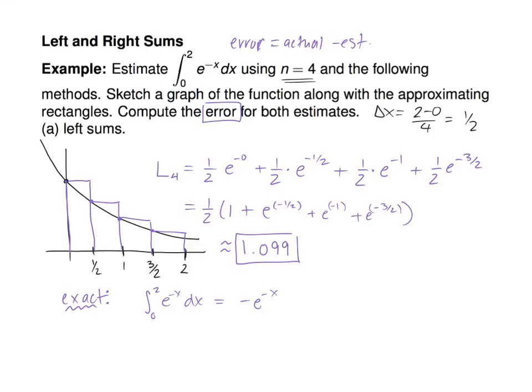Minus e to the minus x. Okay, so that's negative e to the negative 2 minus negative e to the negative 0, which I believe is 1 minus 1 over e squared. Do you guys agree with that?